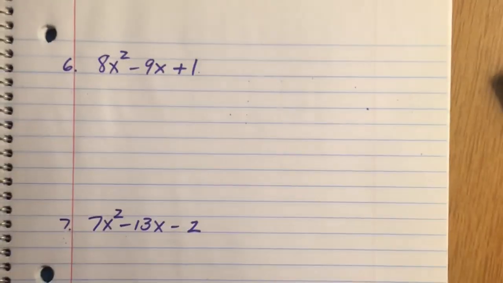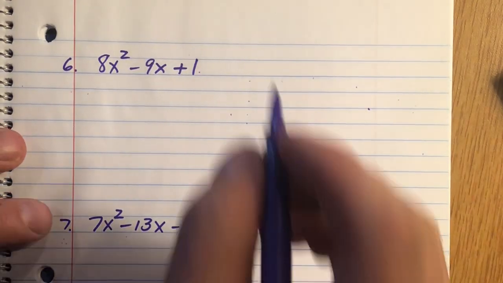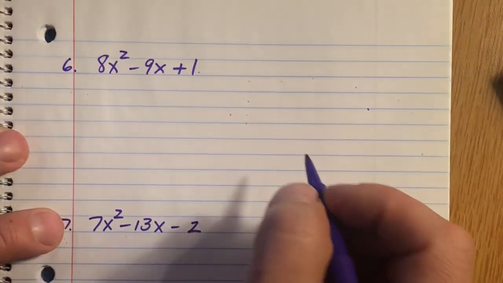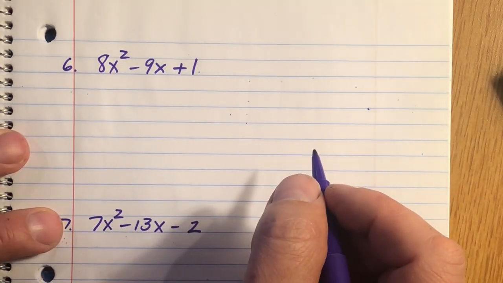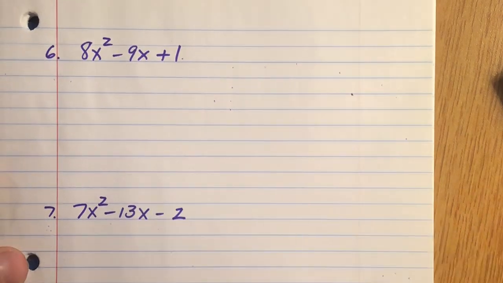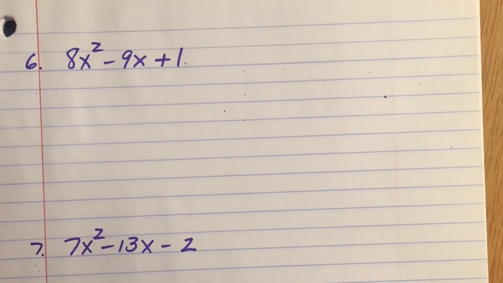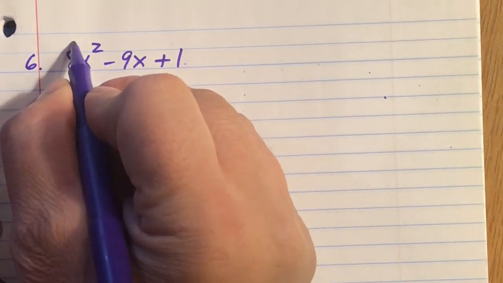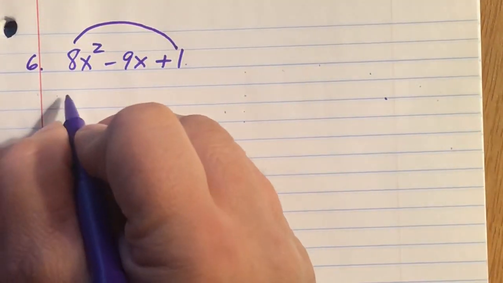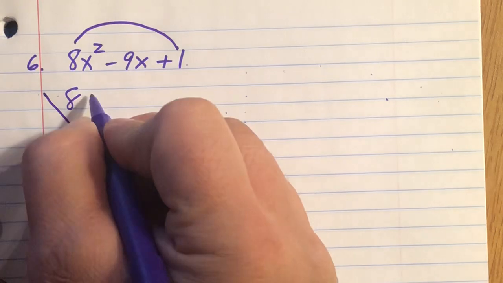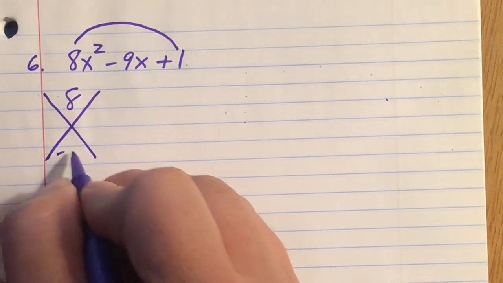Okay, all right, got a few more here, guys. This one I'll do grouping because we've done X box the last couple ones, but this one we'll do grouping for you guys. All right, so let's multiply once again. A times C, which is 8. I'm gonna add up to a -9.